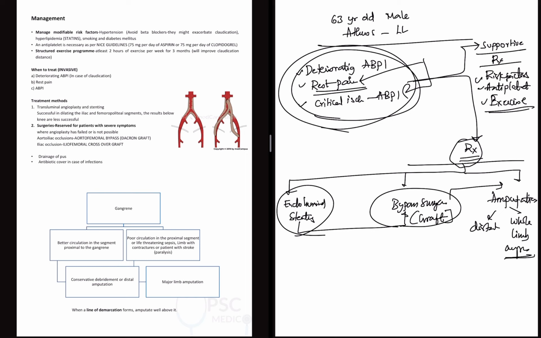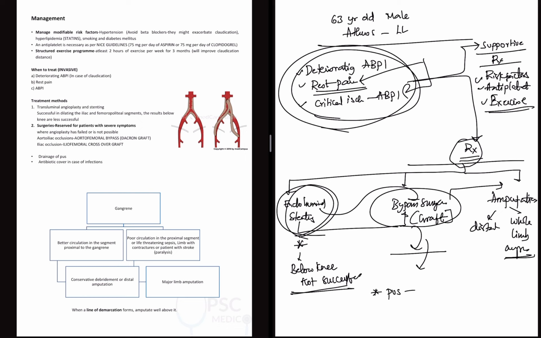So transluminal angioplasty is helpful in most of the cases, but the problem is below knee it is not successful. So if the lesion is below knee, better to go for bypass grafting. In patients with very severe symptoms, even after stenting or below knee, better to go for bypass or grafting. Now on top of that, if there is pus, you have to drain it. We have to put the patient on antibiotics, and also on heparin, and we have to give post-surgical follow-up in these cases. So this is how you manage a 63-year-old male presenting with atherosclerosis.